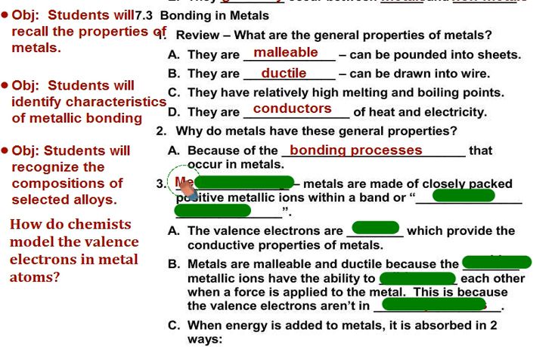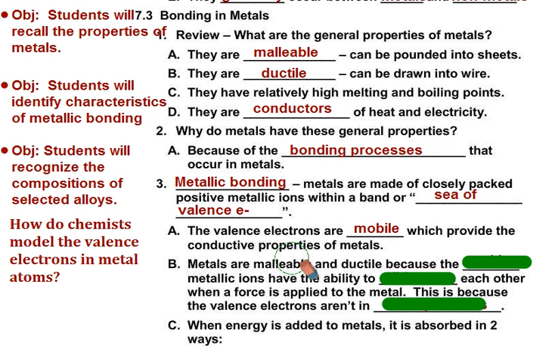What happens with metals is what's called, creatively enough, metallic bonding. Metals are made of closely packed positive metallic ions within a band or sea of valence electrons. Now, the valence electrons are mobile, which provides the conductive properties of metal. That means that they don't stick around with their host nucleus. They travel in between all the nuclei of all the other metals, and all of the nuclei and all of the electrons are kind of just in a gobbledygook together, and that's what makes our metals.